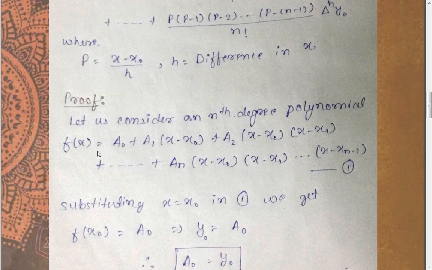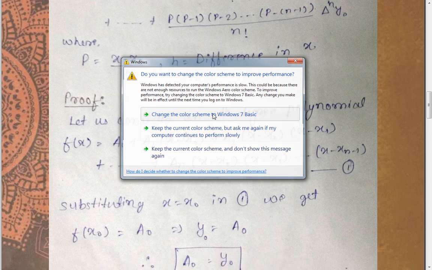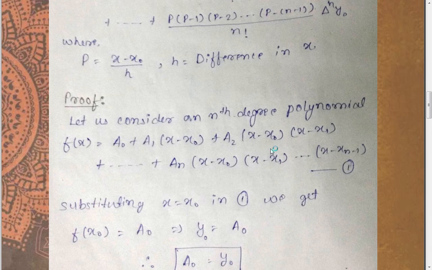which is given by this function f of x, which is a naught plus a1 (x minus x naught) plus a2 (x minus x naught)(x minus x1), dot dot dot, up to a of n (x minus x naught)(x minus x1) up to (x minus x of n minus 1).